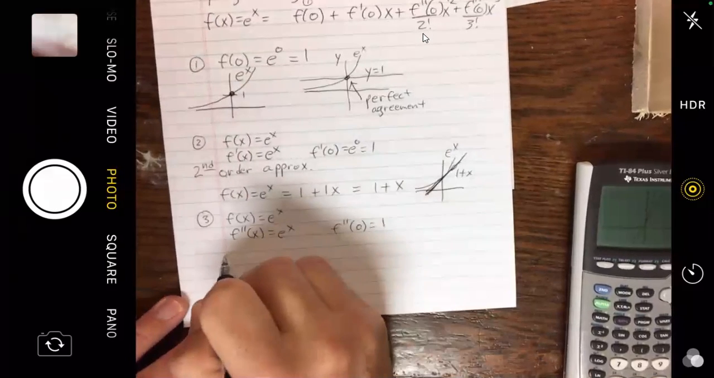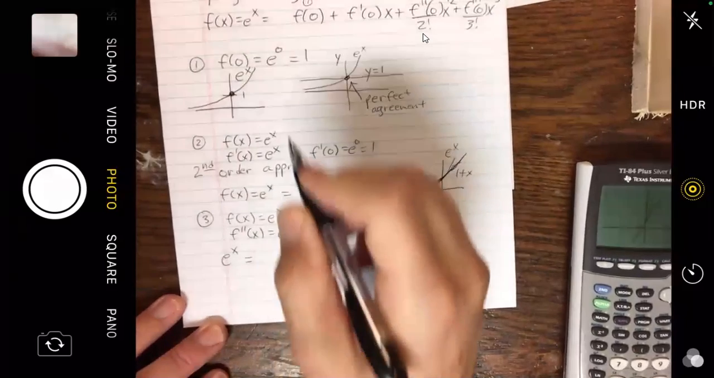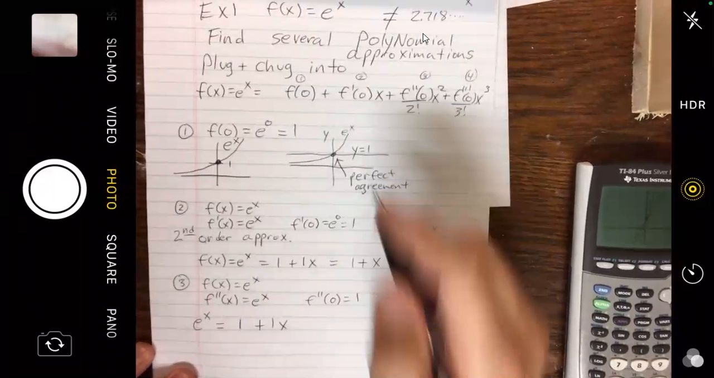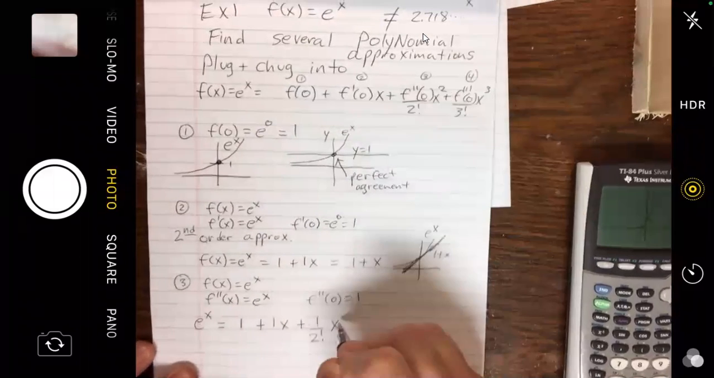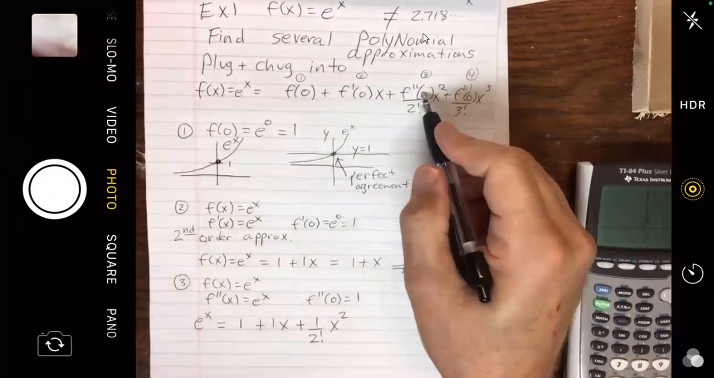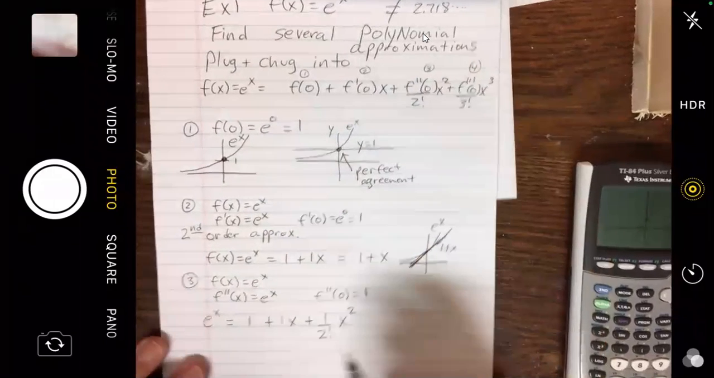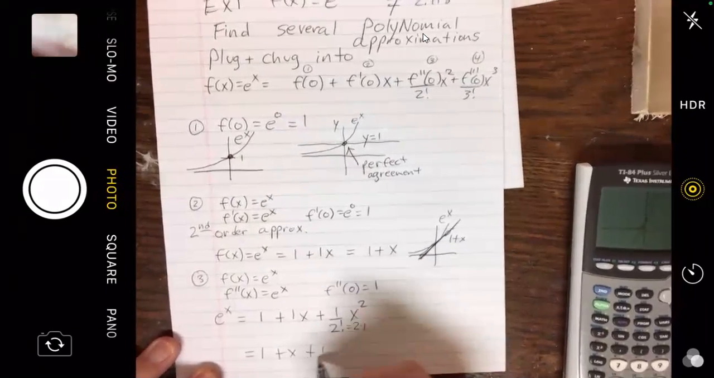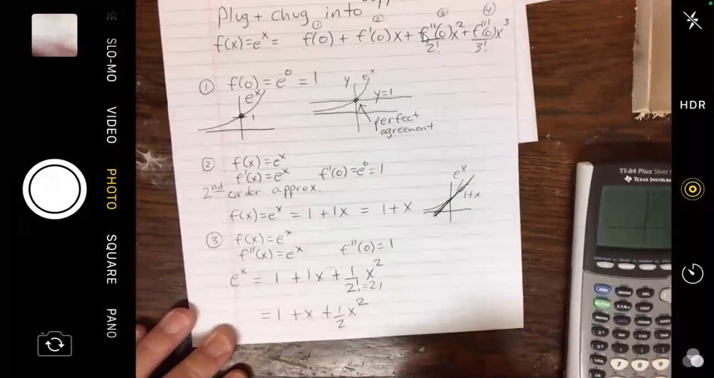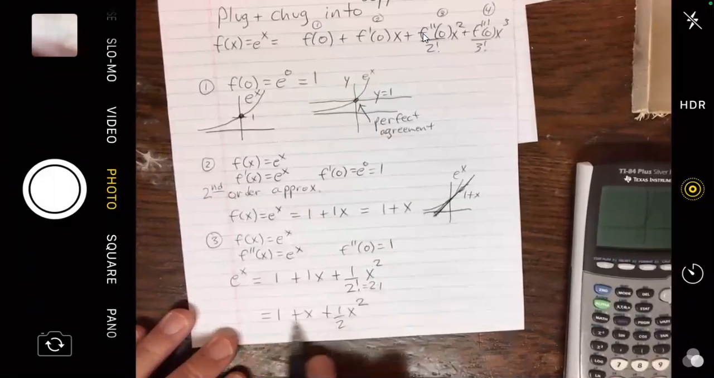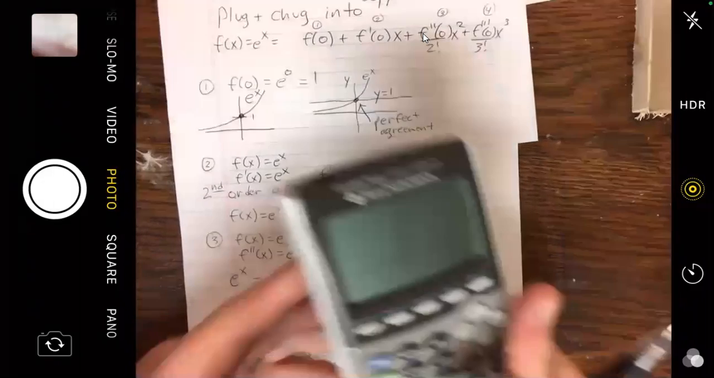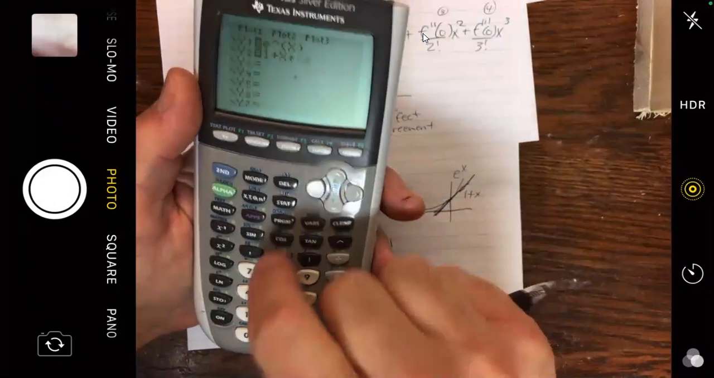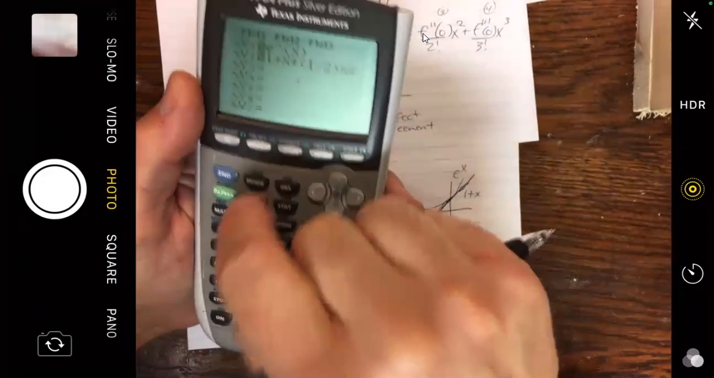So plugging these pieces in, e to the x then is 1 plus my 1x. And then for f double prime, I get 1 over 2 factorial x squared. F double prime of 0 by itself is 1, divided by 2 factorial x squared. Clean this up and I get 1 plus x. 2 factorial, remember, is 2 times 1, so that's a half x squared. All right, I'm going to compare e to the x and just this. So I'm going to add on a plus 1/2 x squared.